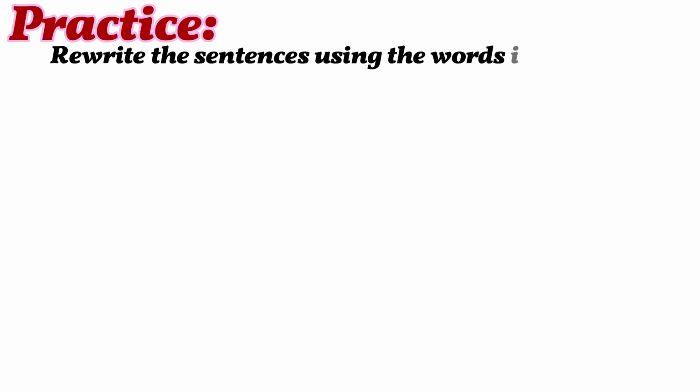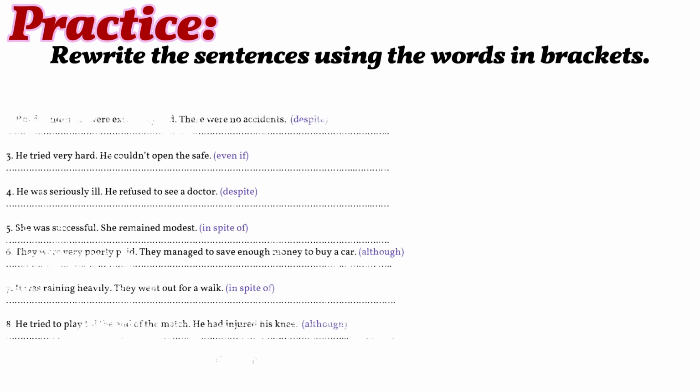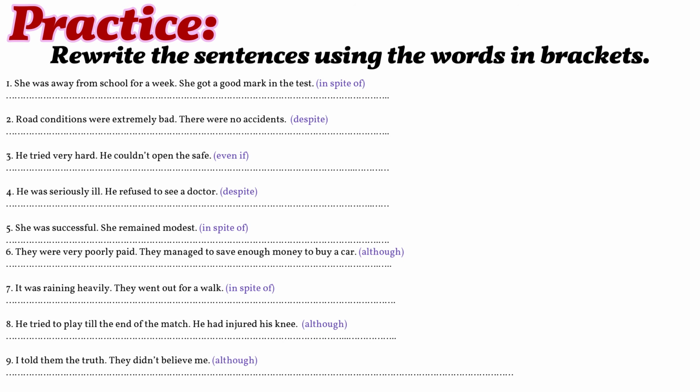Practice. Rewrite the following sentences or join them using a linker of concession. Pay attention to what follows in spite of and despite, and what follows although, even though, etc. Once more, pause the video, look at each situation, and join the two sentences in the best way, in the correct way. You can leave your comments down the video, which I will correct again, and good luck.